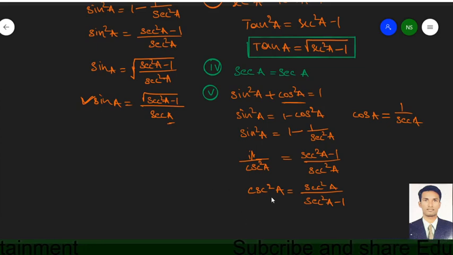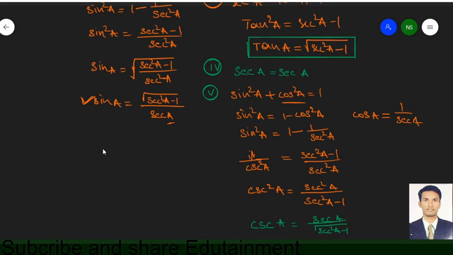Then send the square root to the other side, then we will get cosecant A is equal to secant A by under square root secant square A minus 1. And the last thing, cot. We wanted to represent cot in terms of secant. Sixth thing, cot in terms of secant.